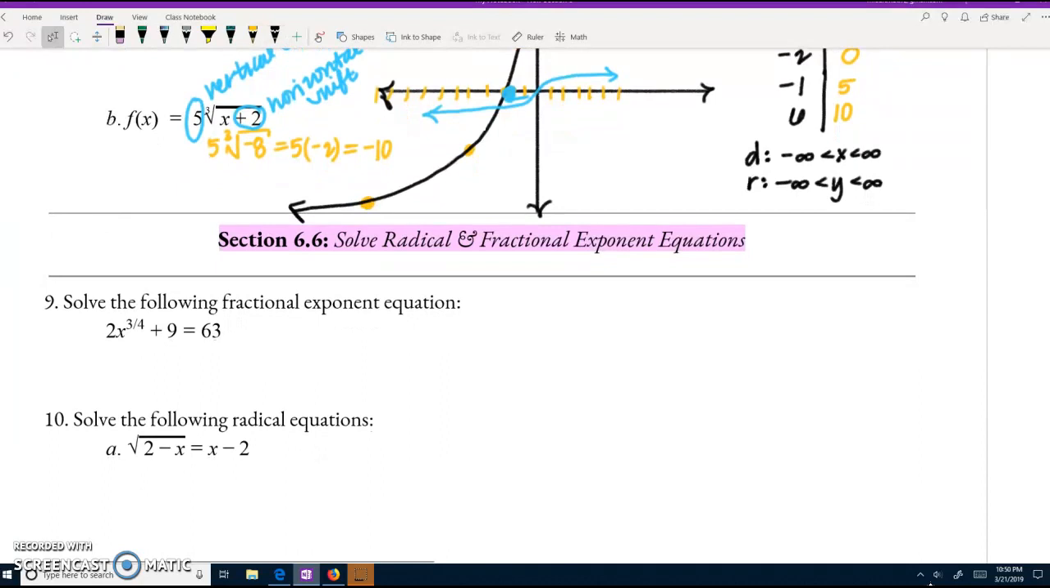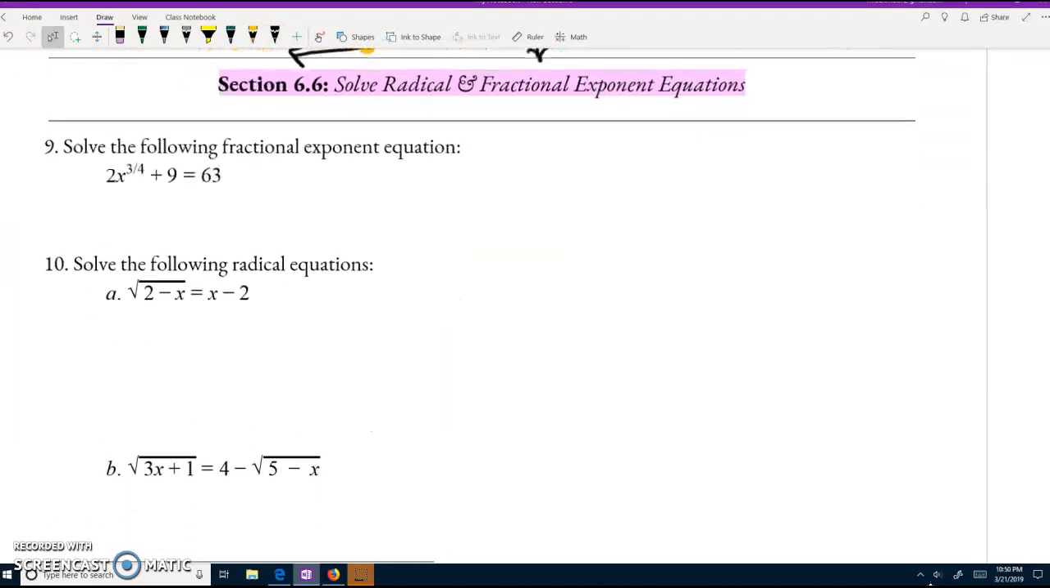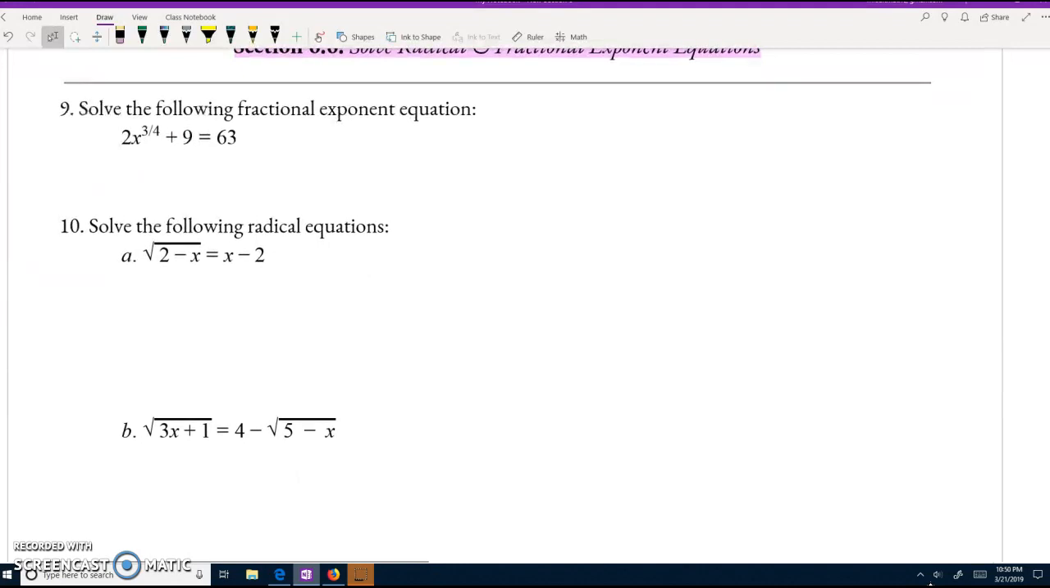Next up, you guys, we have a couple of equations to solve from section 6.6. With these ones, our goal is just to solve for x, and we're following our order of operations to undo the equations and get x by itself. For number 9, what we want to do first is subtract over the 9, which will give me 54. Then I can divide both sides by 2, and we'll have x to the 3/4 power is equal to 27.